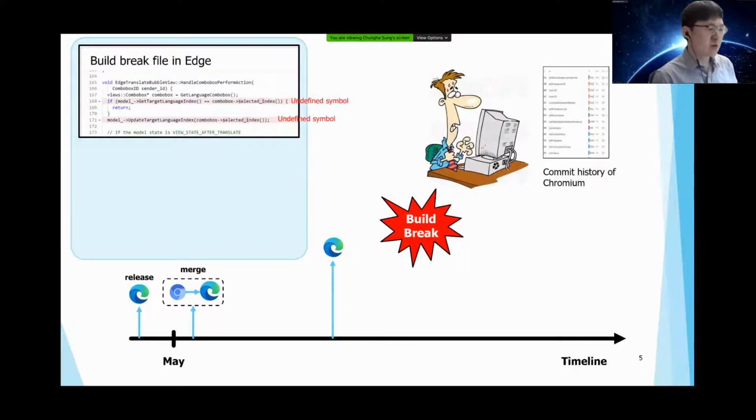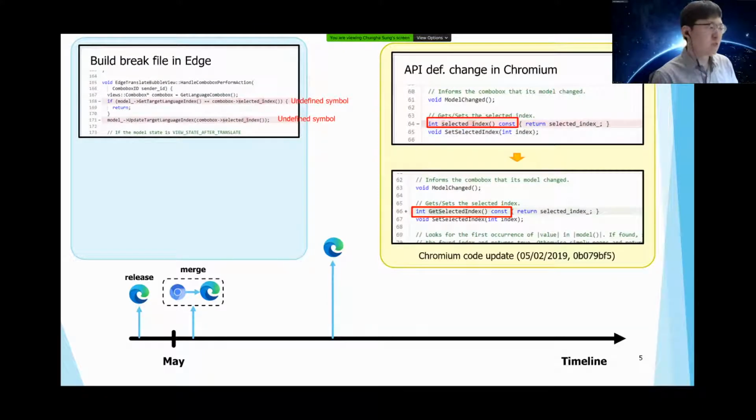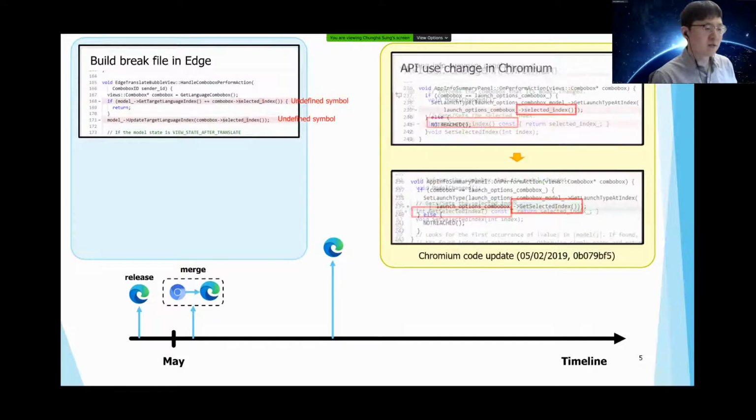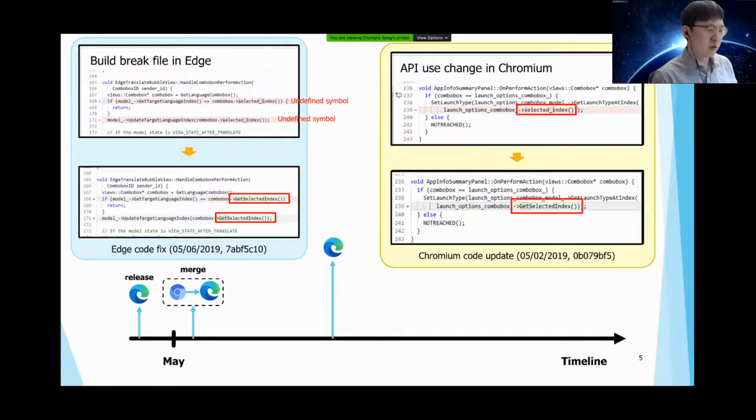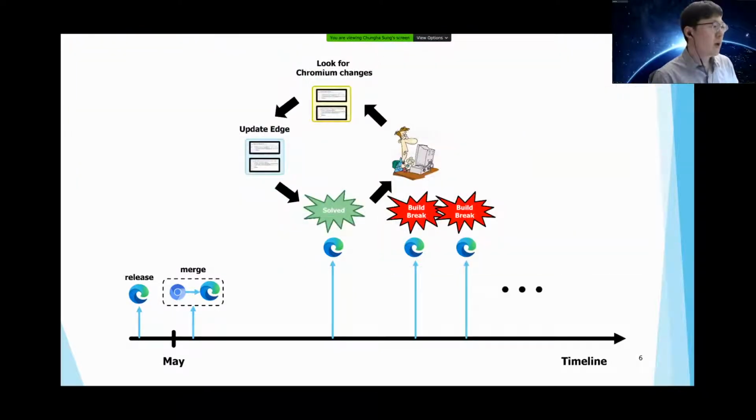Then an engineer tries to figure out the problem by looking at Chromium's commit history. As the source code cannot be built, it usually takes from several minutes to hours, depending on situations. Finally, the engineer finds the function definition of selected index has been changed to get selected index in a commit history, and a corresponding function call change. So the engineer updates the Edge code accordingly. And this kind of fix happens several times more to actually build the code.